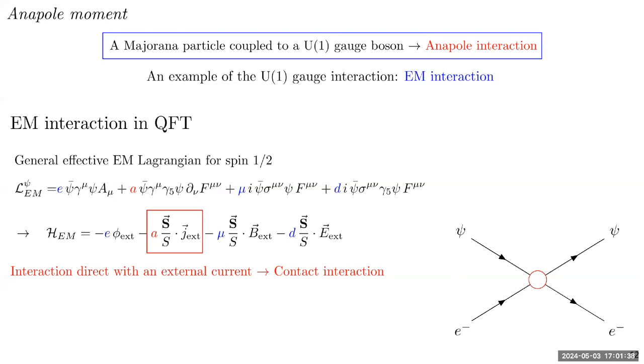So, from the particle physics point of view, we can interpret such an interaction as a contact interaction. That means that the Anapole interaction doesn't occur through the exchange of a photon. So if we consider the electromagnetic Anapole interaction, then this interaction will generate the contact interaction. So if we replace the particle psi with a Majorana particle, then what we can obtain is only the Anapole interaction term.